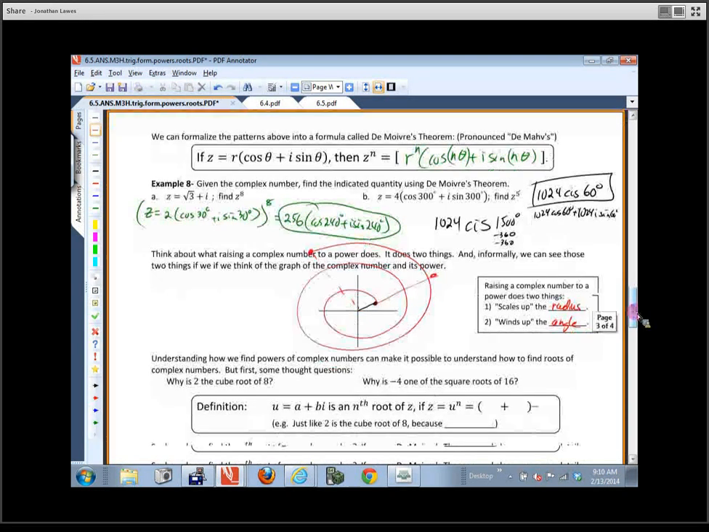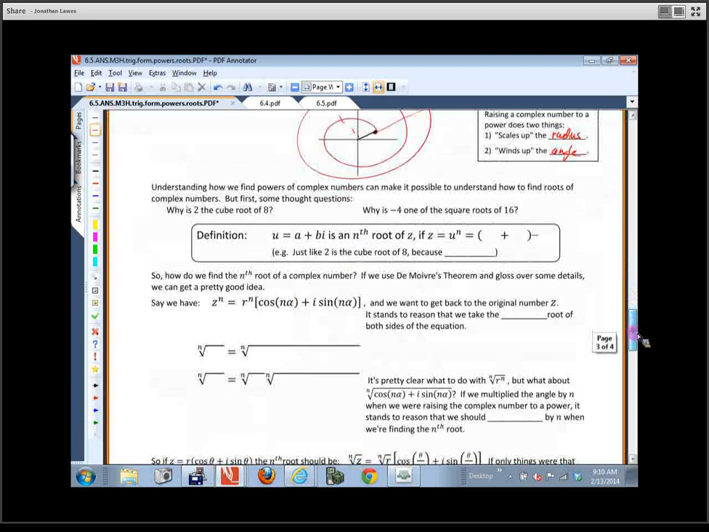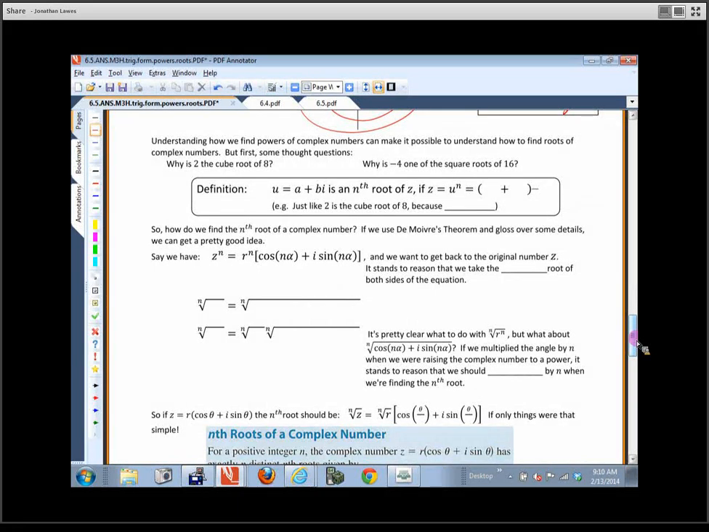So just like most things in math, we learn how to multiply, then we learn how to divide, we learn how to raise to a power. Now we're going to learn how to find the nth root of a complex number. So we're going to be finding roots of complex numbers in trig form. So I've got a question for you. Why is 2 the cube root of 8? Because 2 to the third is equal to 8.